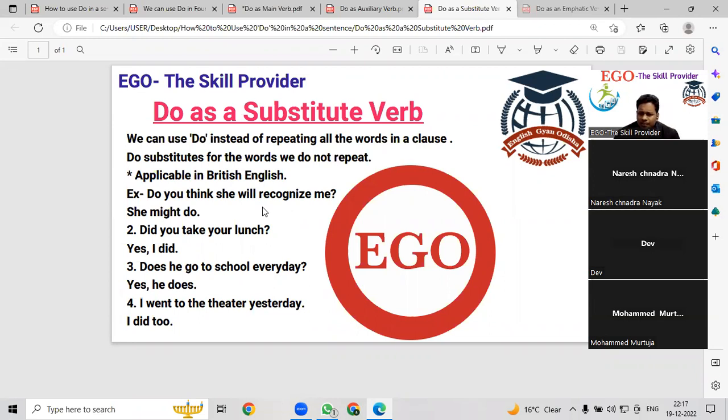Let me give the second example. Did you take your lunch? Instead of the full sentence, I don't need to say yes I took my lunch. I can say yes I did. Does he go to school every day? You can say yes he goes to school every day, but it is not necessary. You can use yes he does.